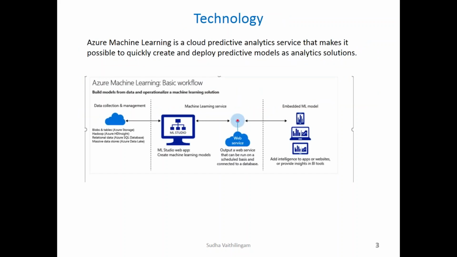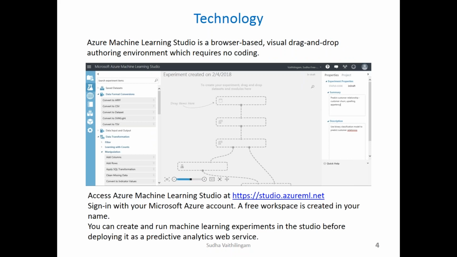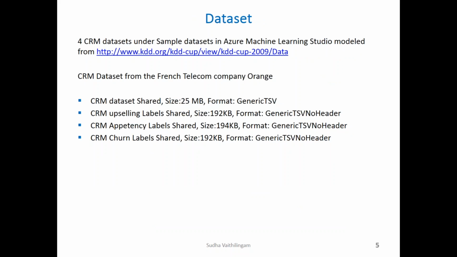The technology I'm using is Azure Machine Learning, which is a cloud predictive analytics service that makes it possible to quickly create and deploy predictive models as analytic solutions. The Azure Machine Learning Studio is a browser-based visual drag-drop environment which requires no coding. You can easily create and run machine learning experiments in the studio and deploy it as a predictive analytics web service. The dataset I'm using is the CRM dataset from the French telecom company Orange.